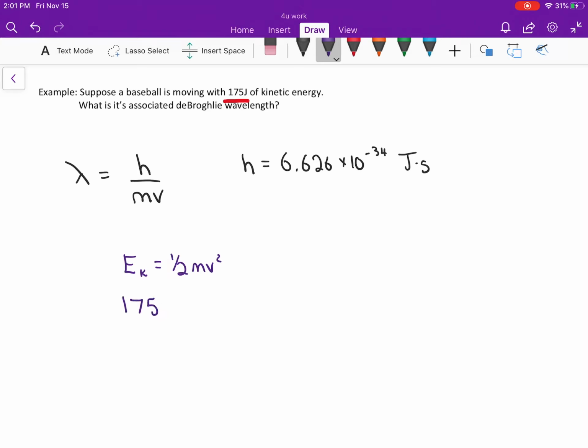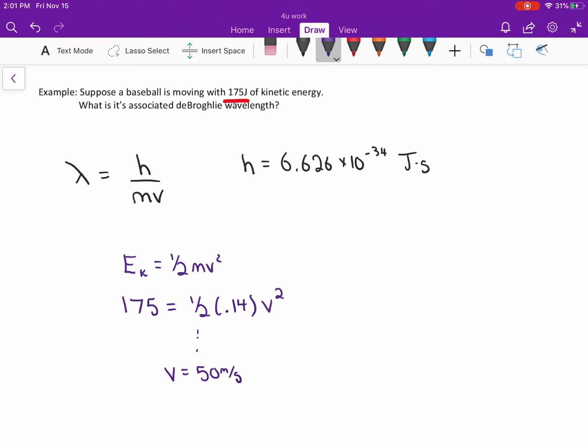So for the numbers I cooked up, 175 joules of energy is 1/2 times the mass of a baseball, which is 140 grams. We can use that to find the speed. After flip-flopping things around and square rooting, this one is nice. We get a speed of 50 meters per second.